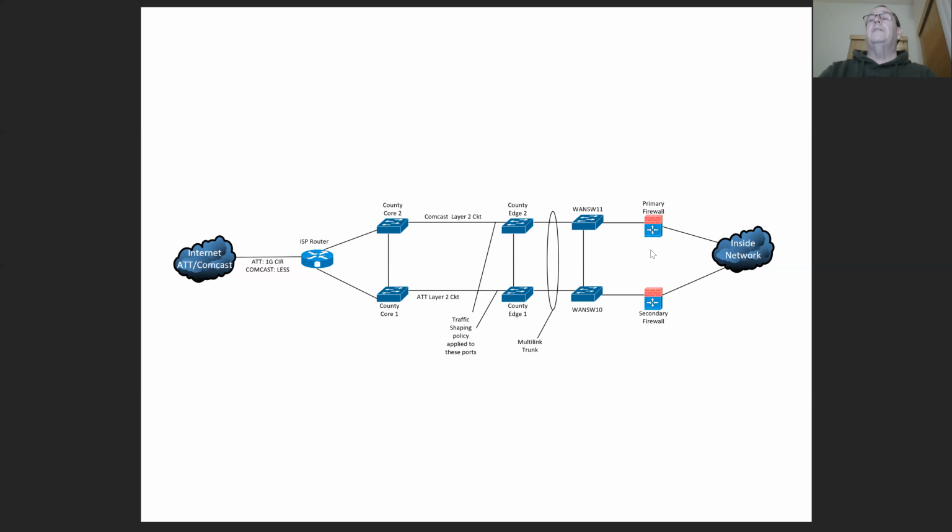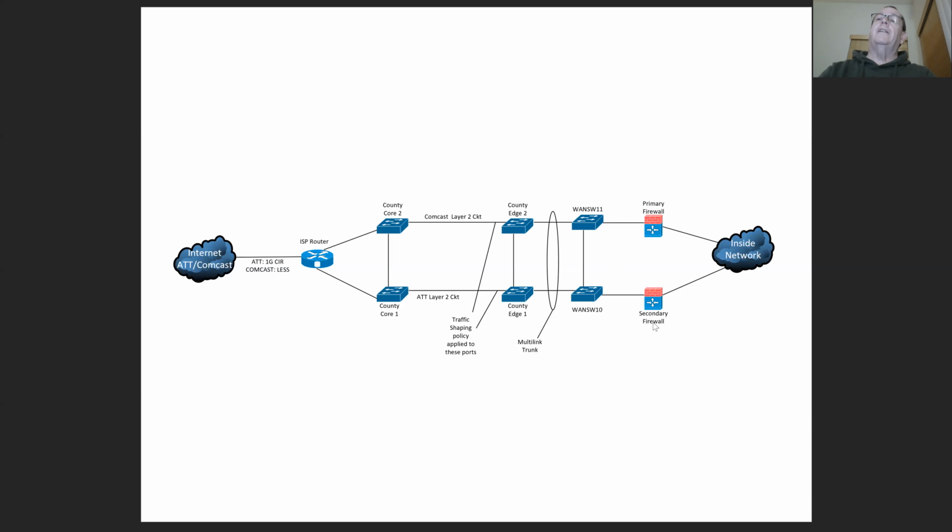So then we wanted to try something else. We fail over to the secondary firewall. Now the secondary is our primary. Everything's working, no problem. We reboot WAN switch 11. It comes back up. We can still get to the internet. No problem. Stays up. Okay, that's weird.